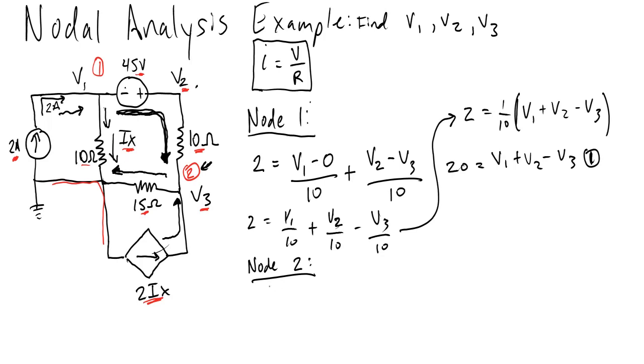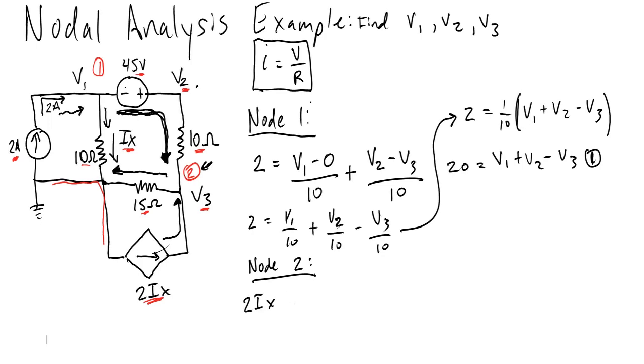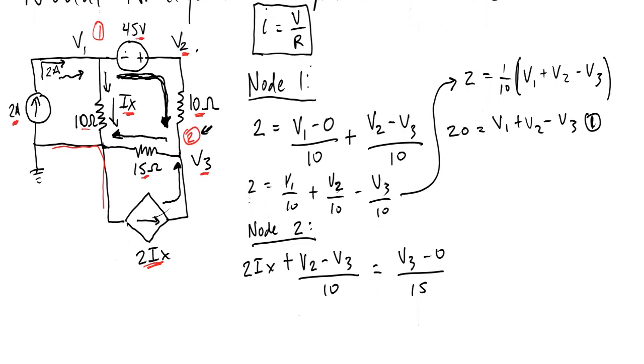So let's go ahead and describe this situation here, starting with what's going into the node. So we have a 2IX plus V2 minus V3 over 10. That takes care of the currents going into the node. And then the current going out of the node here is going to be V3 minus 0 over 15. Okay, so let's clean this up a bit.